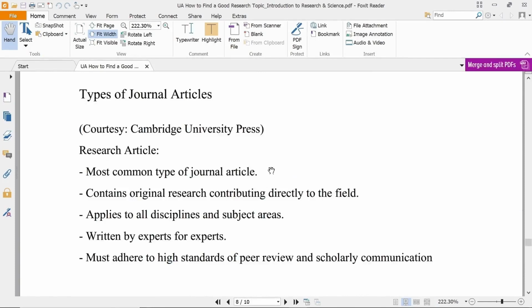A research article is the most common type of journal article. It contains original research contributing directly to the field. It applies to all disciplines and subject areas. Written by experts for experts. Must adhere to high standards of peer review, scrutiny, and scholarly communication.